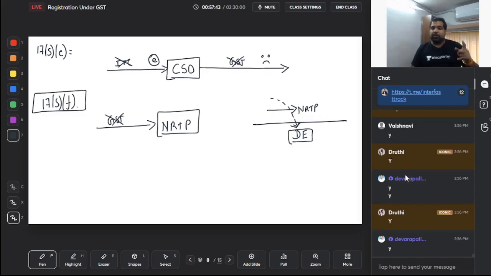The shortcut is F is foreigner. This guy is a foreigner. The only credit they will get is, guys, do you think they will get their foreign cars with them? Will they import the cars? Yes. On that import, if they pay GST, they will get credit.